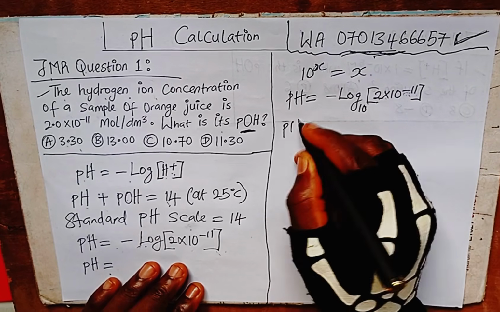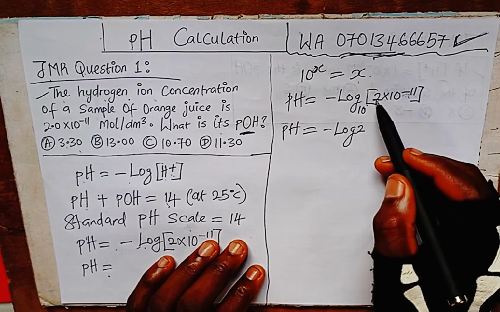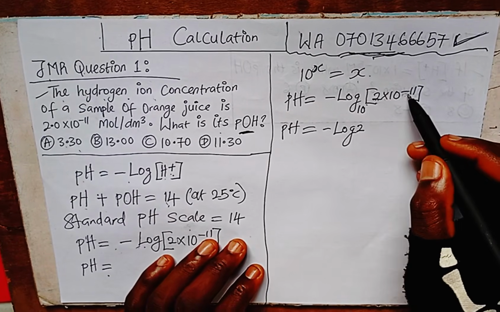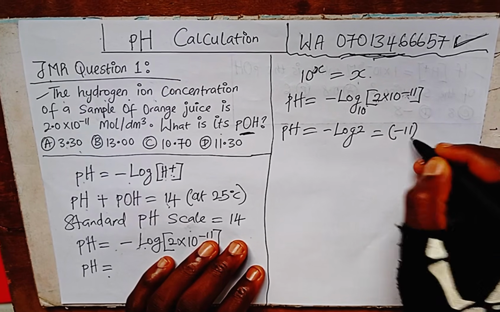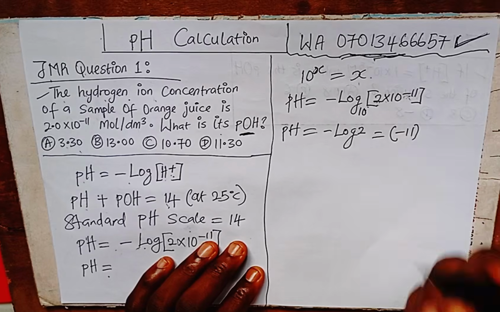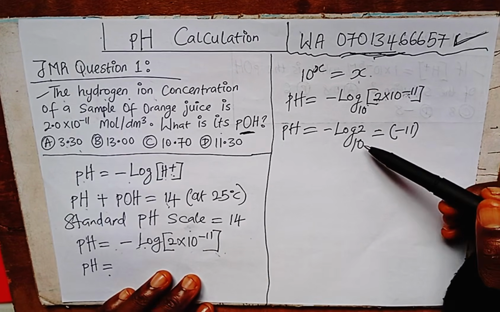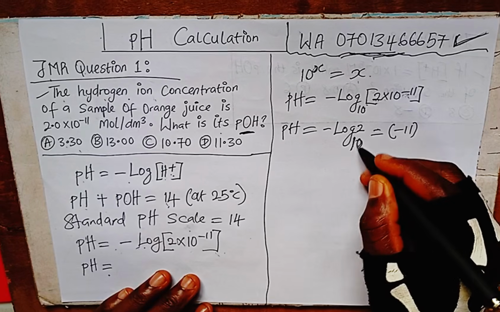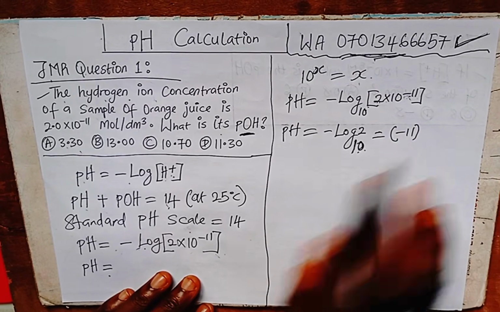So we can write that pH is equal to negative log 2. We carry the 2 outside, and then it is equal to the bracket with minus 11. Following this law, it is very easy, base 10. Any logarithm always carries base 10. Base 10 does not mean you join it to the calculation; it is always there.